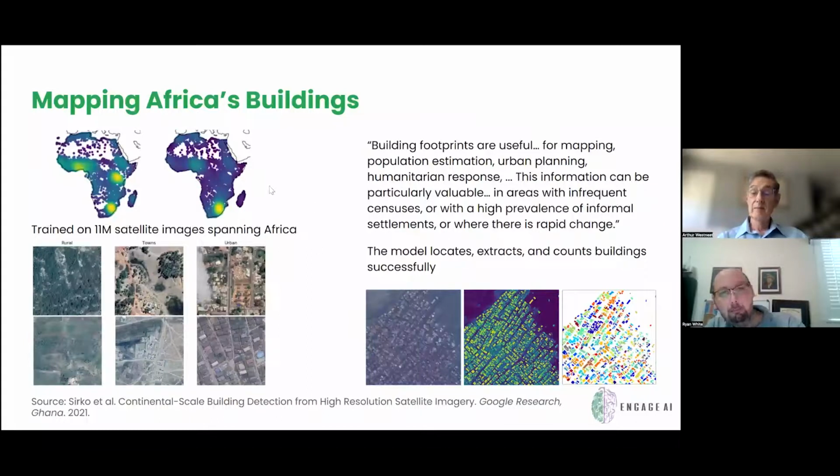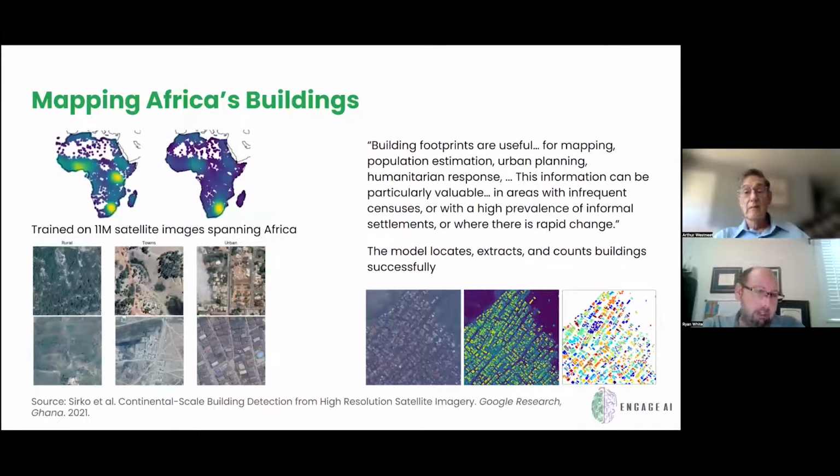So the way they justified the problem is they said, well, building footprints, how many buildings are in different regions, are useful for mapping and population estimation, urban planning, and humanitarian response to disasters. This can be very valuable where there are infrequent censuses or a high prevalence of informal settlements or rapid change. These are things that, as of 5 years ago, were impossible to really measure in a useful way.